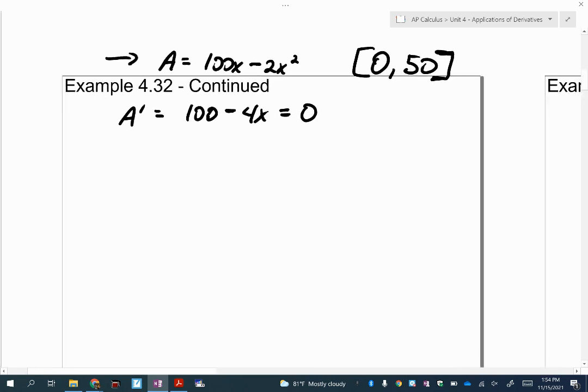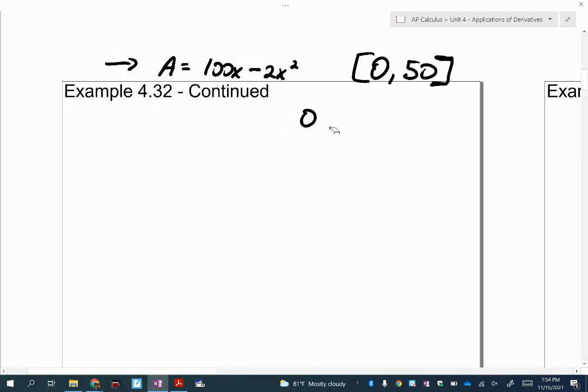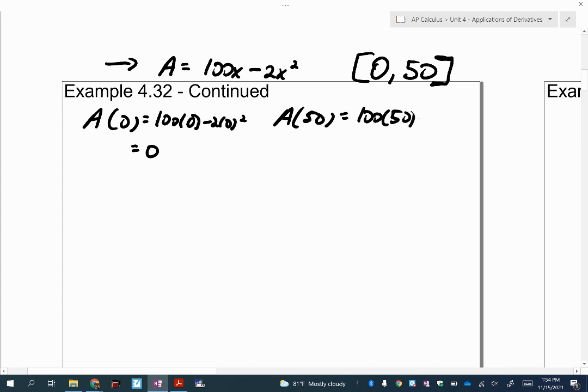So if I plug in my endpoints, let me do that actually first real quick. I'll do the derivative here in a second. I get 100 times 0 minus 2 times 0 squared. That's going to be 0. Then 100 times 50 minus 2 times 50 squared. I don't actually know what that is, but if you plug in a calculator, you end up getting 0 as well. So both of the endpoints happen to be 0.